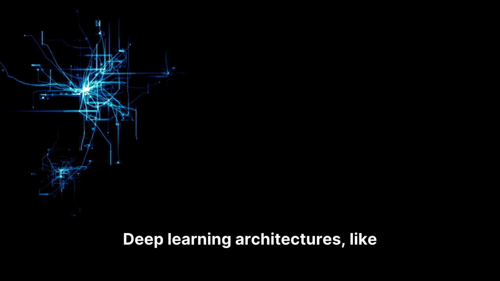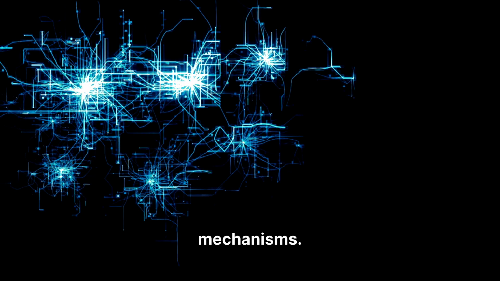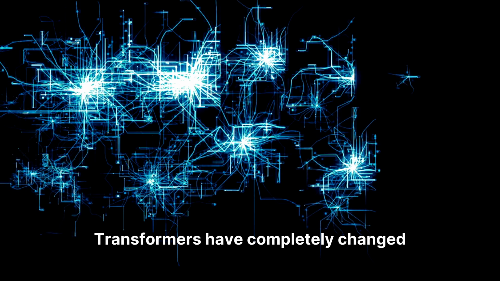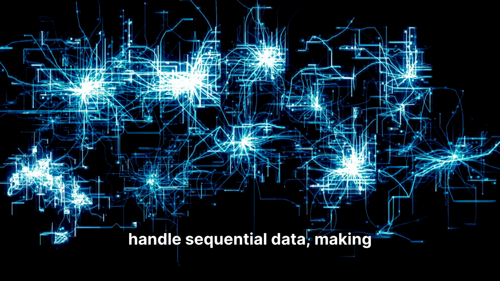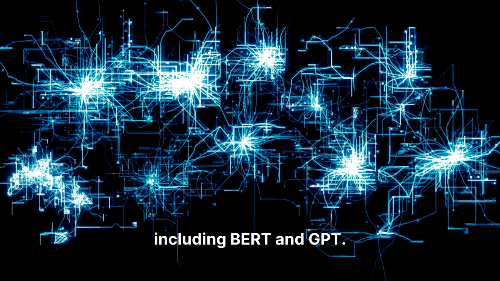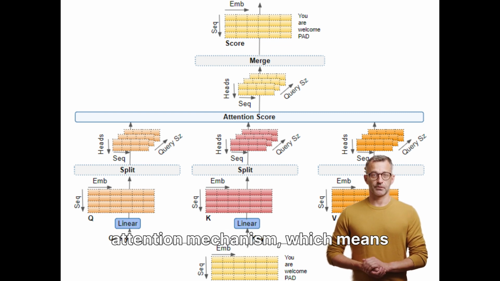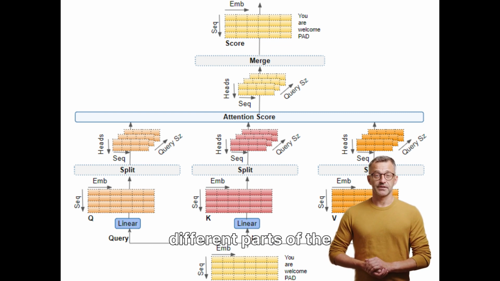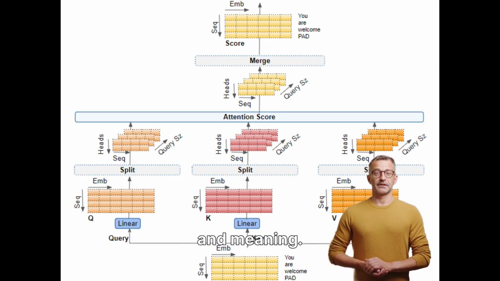Deep learning architectures, like the popular transformer model, heavily rely on attention mechanisms. Transformers have completely changed the landscape of AI with their ability to handle sequential data, making them the backbone of many state-of-the-art models today, including BERT and GPT. They utilize a multi-head attention mechanism, which means they can attend to different parts of the input simultaneously, gaining a broader understanding of context and meaning.